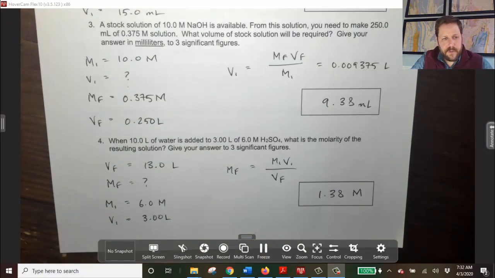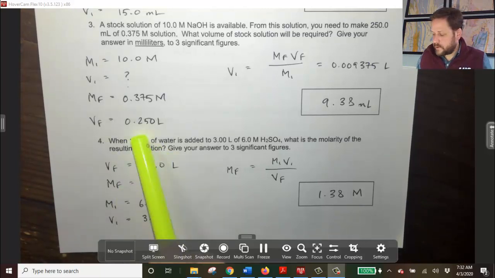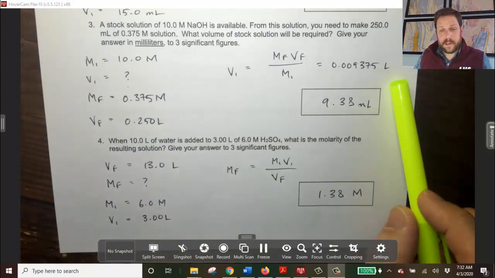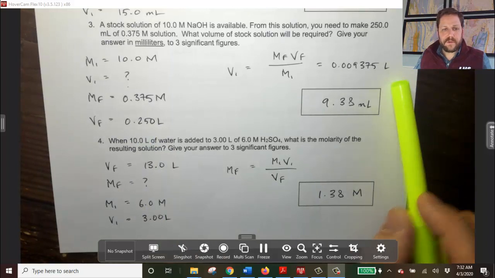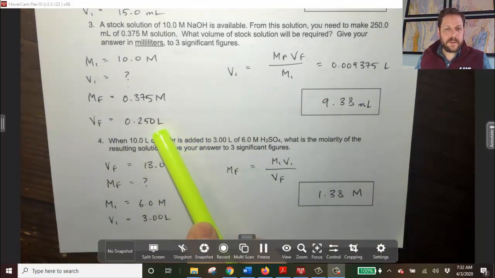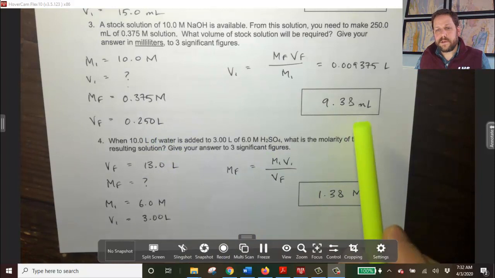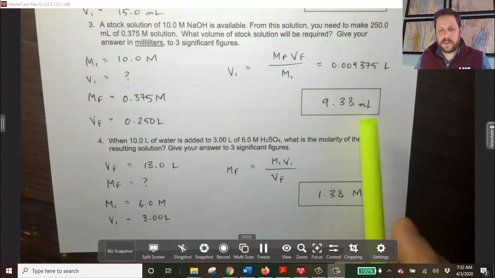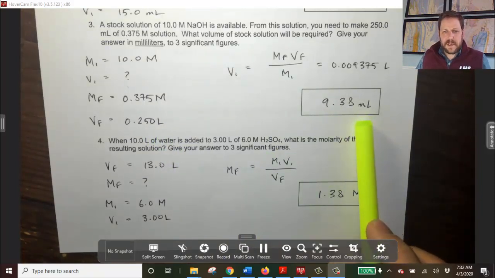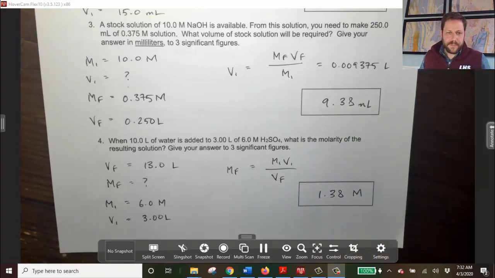So in questions 3 and 4, again, the first one, we're solving for initial volume of stock solution needed. I went ahead and put the volume in liters in the problem, and then I got an answer in liters as a result. I could have also put the volume in milliliters, and then I would have gotten my answer in milliliters to begin with. As long as we're consistent and we're keeping track of where the units are canceled or not, then we'll be able to use either milliliters or liters.